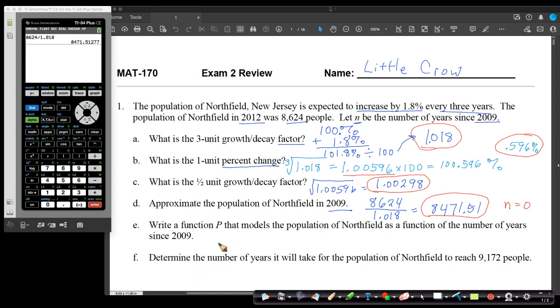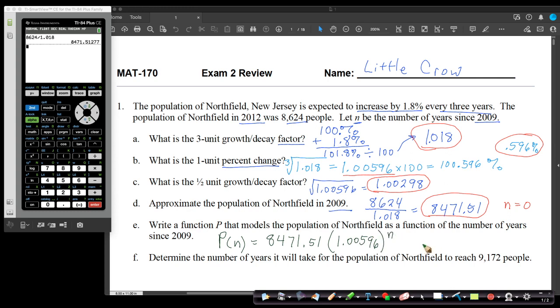Let's go with dark green. So our function is going to be something like P of n. Our starting value in 2009 is 8,471.51. And then each year that we get growth, we're going to multiply by the 1 year factor, and we're going to raise that to the n power.